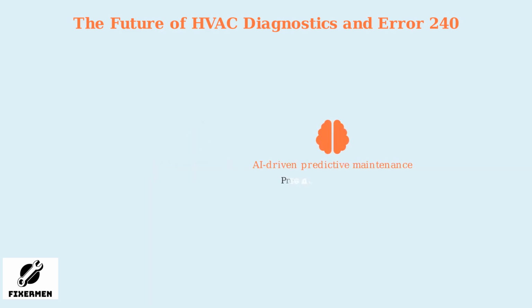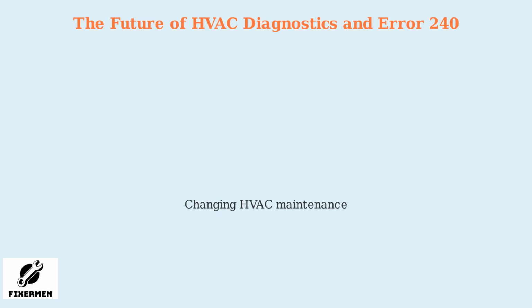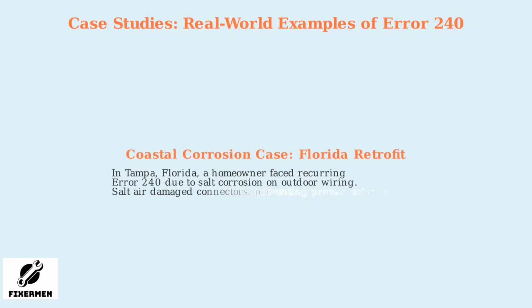AI-driven predictive maintenance uses machine learning to analyze system data and predict potential failures. This technology aims to preempt error code 240 and other issues, allowing for proactive servicing instead of reactive repairs. These technological advancements are fundamentally changing HVAC maintenance. Instead of fixing problems after they occur, technicians can now focus on prevention and optimization, leading to more reliable systems and lower costs. Let's examine real-world examples of error 240.